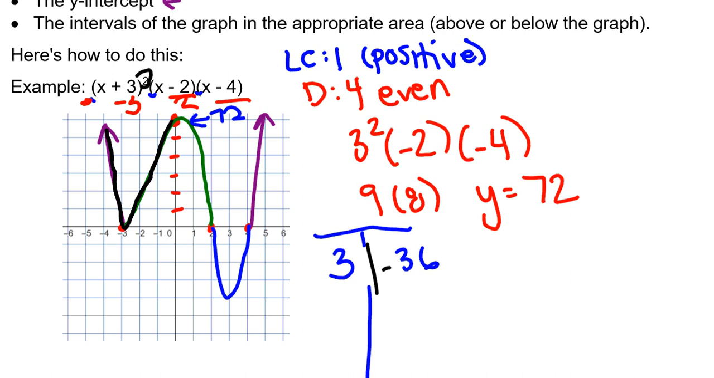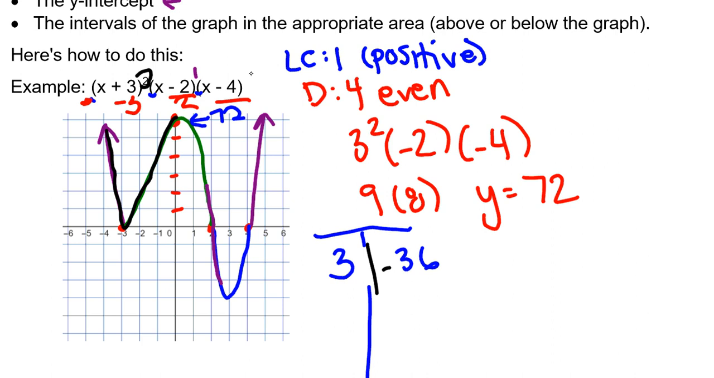It doesn't cross the x-axis. Okay? Notice here, this is -2. It has a multiplicity of 1. 1 is odd. Odd tells me we're going to cross. So when we're traveling back down to the 0, which is at 2, we're going to cross the x-axis.